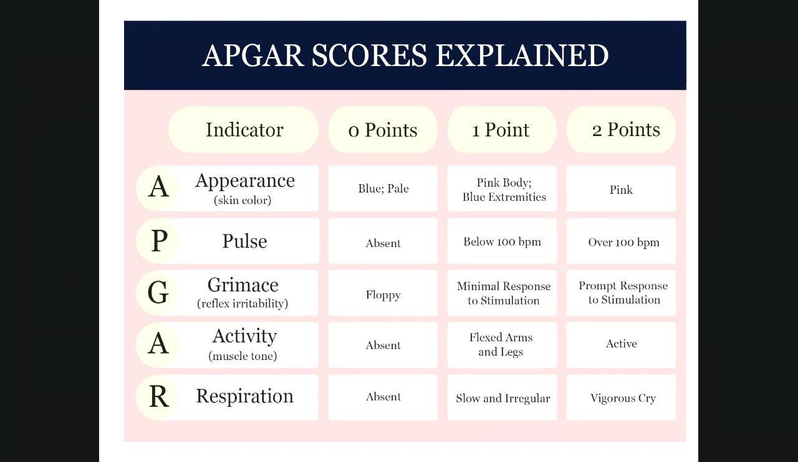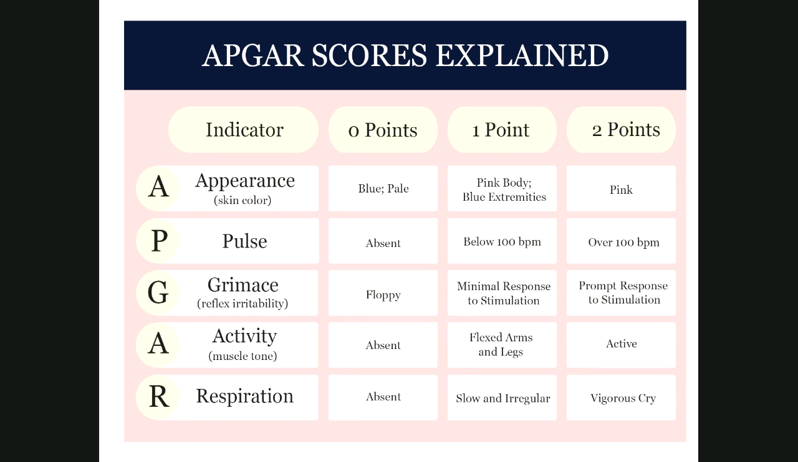If I have to elicit a response, this is why it says minimal response to stimulation, the baby's going to get a 1. But if the baby has prompt response to stimulation, it's a 2. And if the baby's floppy, just like nothing, I'm not getting anything from the baby, it's a 0.